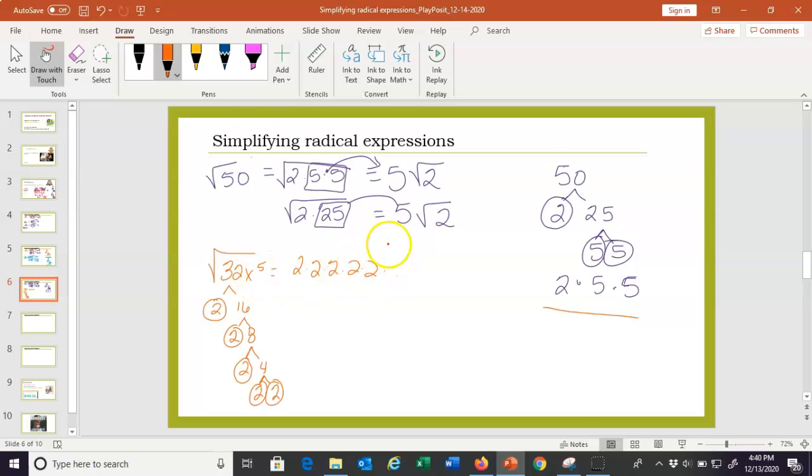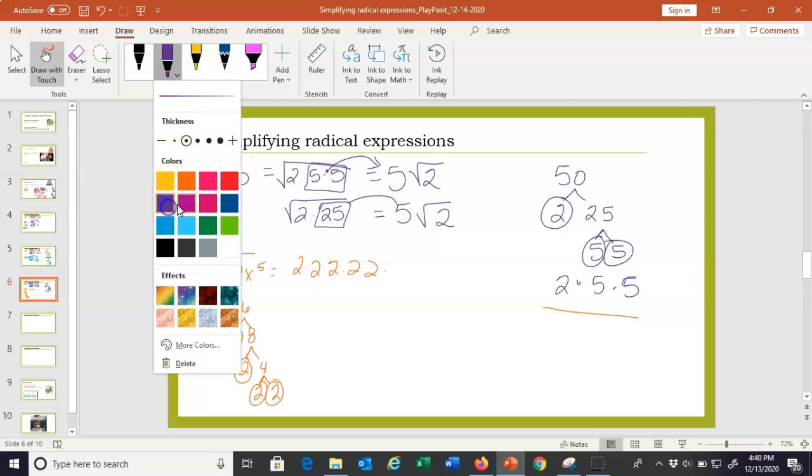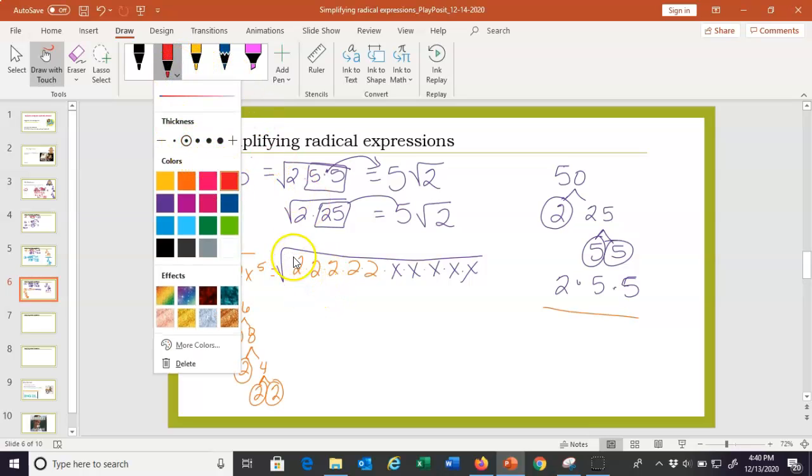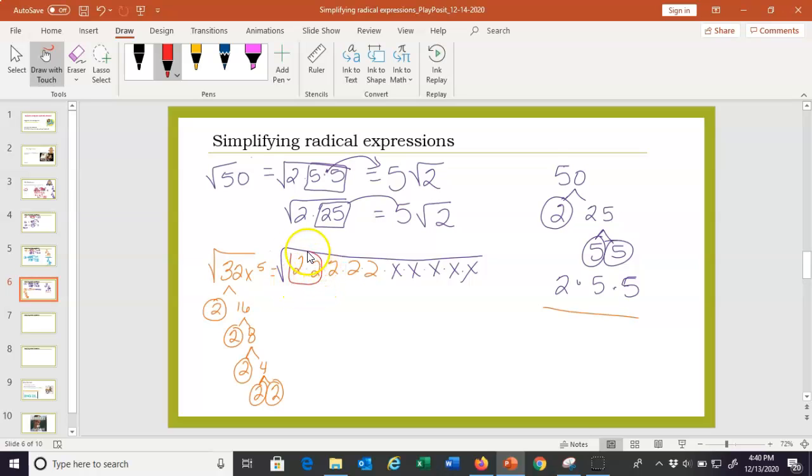And then we have x to the 5th. So I'm going to write that out as well. That's 5 x's. 1, 2, 3, 4, 5. Okay, so we're looking for pairs of numbers or pairs of things. Here we have a pair of 2's, and we have another pair of 2's. Oh, that little 2 is on his own. We have a pair of x's, a pair of x's, and that x is on its own. All right, so now let's go ahead and take out the square roots.